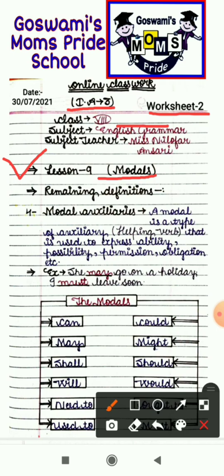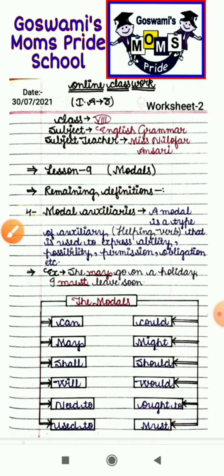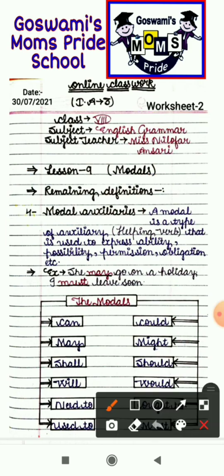So like always, before starting the work you all have to mention today's date in your copies, that is 30 July 2021. With this you have to mention online classwork in your copies, and with this you have to mention lesson 9 in your copies. Now let's see the remaining definition.